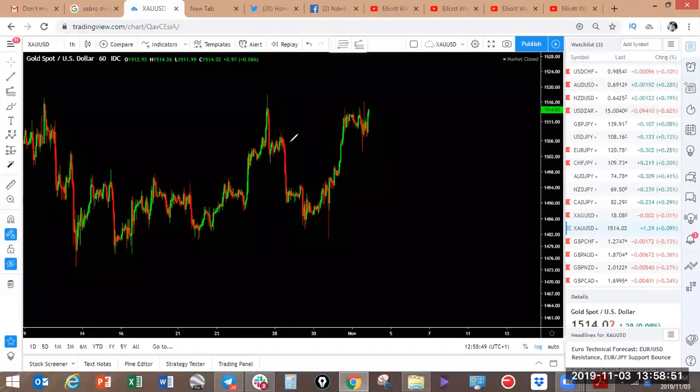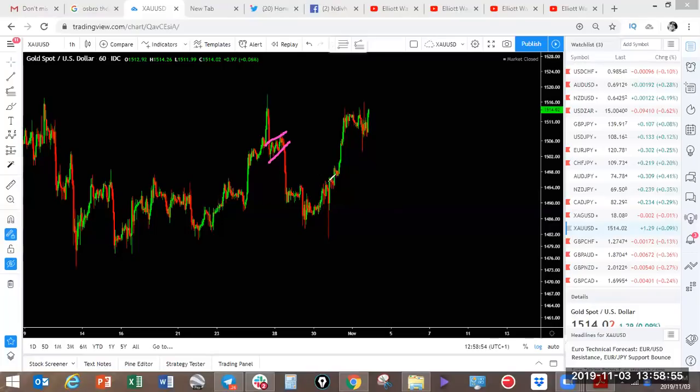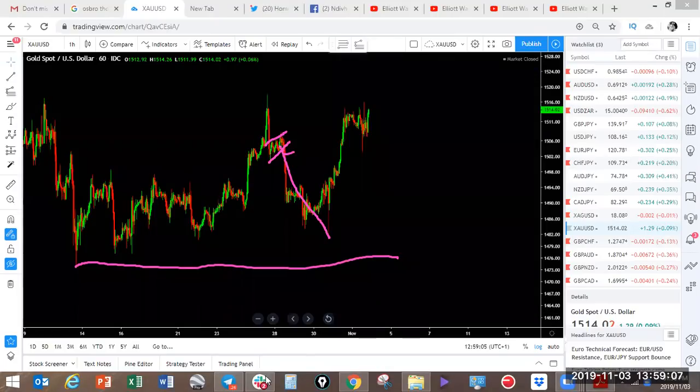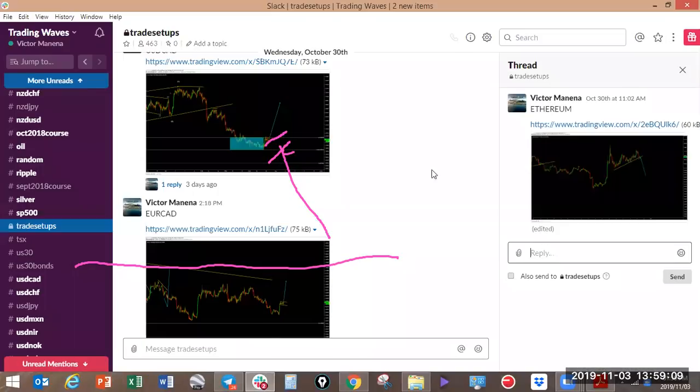Gold was here when we were live on the webinar, just before the CAD news, and it had already ticked all the boxes for a trade, and it made a move to the downside here. It did not reach the full target. We wanted it to come down here, and I'll show you now why we wanted it to come there. Let's go look at that trade setup on gold and how we wanted it to play out.